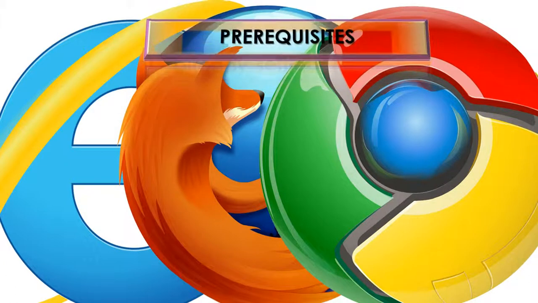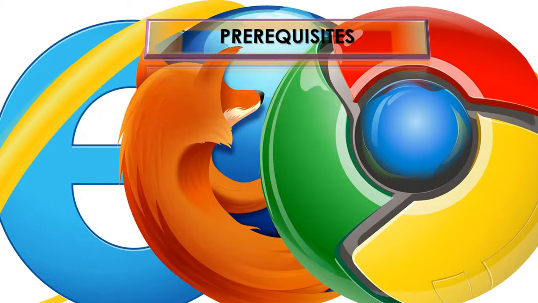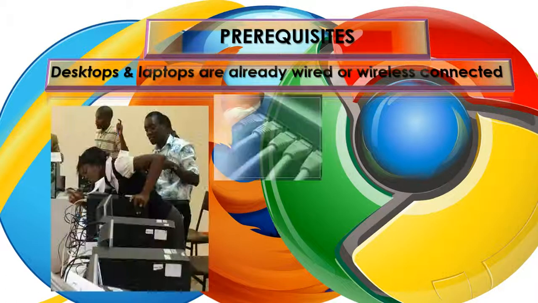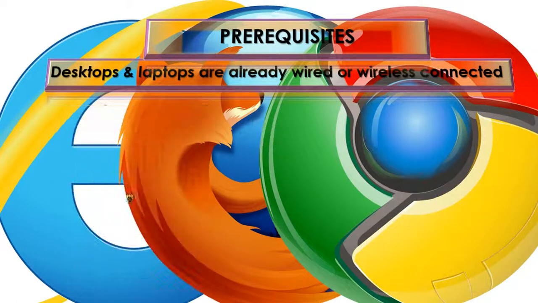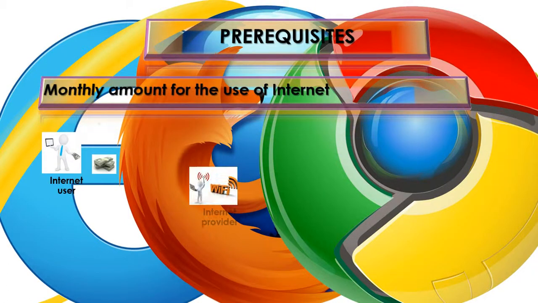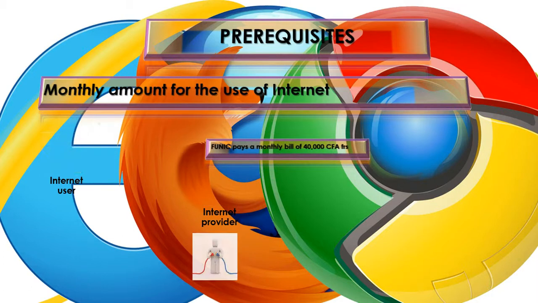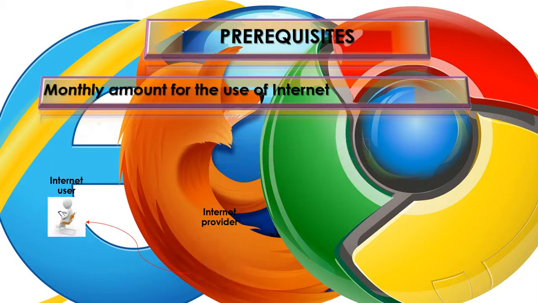First thing first, prerequisites. A lab is already settled. Secondly, we have desktop and laptops already wired or wireless connected. And we know that Funic is already paying a monthly amount of 40,000 to a provider to get access to internet.